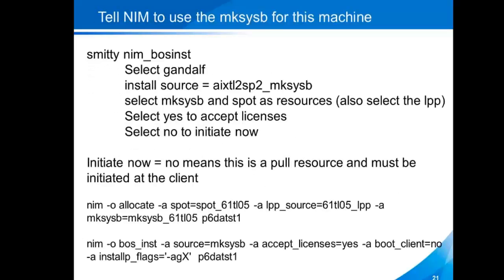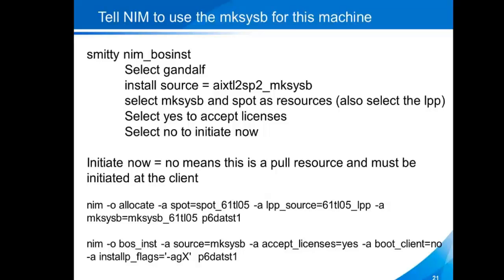If, for instance, I want to tweak something in that server and then have it still be my golden image, I could take a new mksysb, copy it over, use the same name, and it immediately replaces that one for the future. So now I want to tell NIM that for this LPAR machine I want to do a BOS installation. I'll go into smit nim_bos_inst. It'll give me a drop down of all of the LPAR resources. I'll pick my Gandalf and tell it that I want to install.